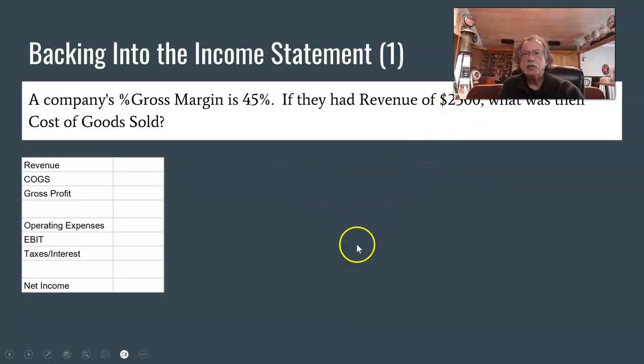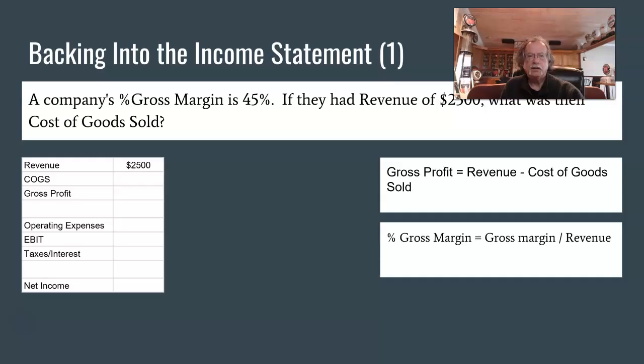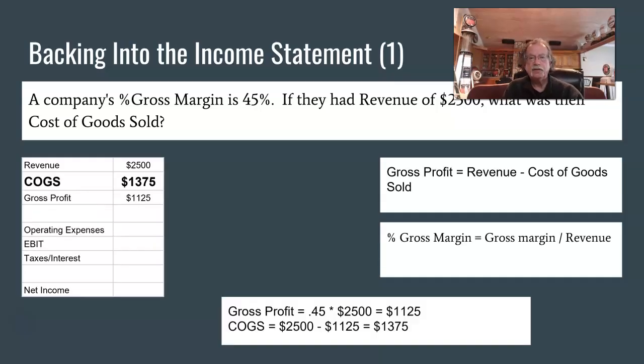So if I told you the company had a gross margin of 45% and revenue of $2,500, let's back into what their cost of goods sold would be. Gross profit is revenue minus cost of goods sold. The percent gross margin, which is 45%, is your gross profit over revenue. So your gross profit turns out to be $1,125. Your cost of goods sold is $1,375.